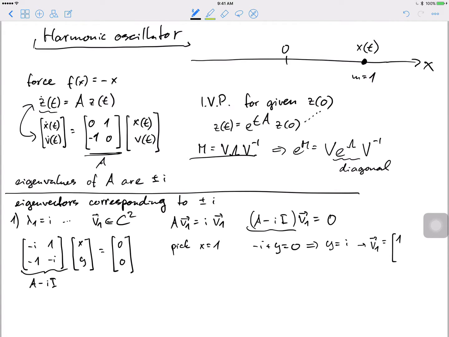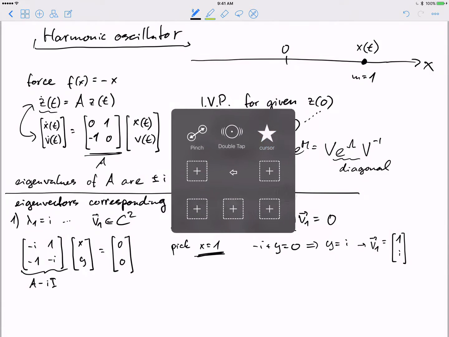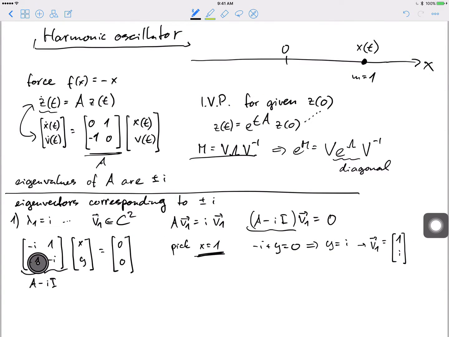It is 1 because that's what I picked, and I. Okay? Now we can verify that this v1, dot producted with the second row of the matrix, should give me also 0. So let's try to check it quickly.